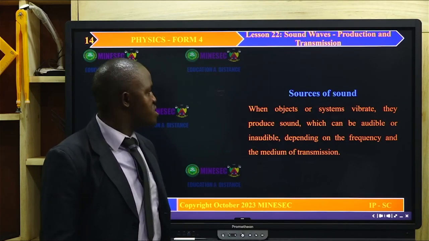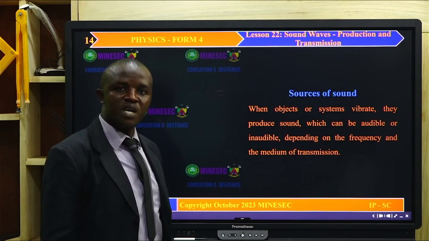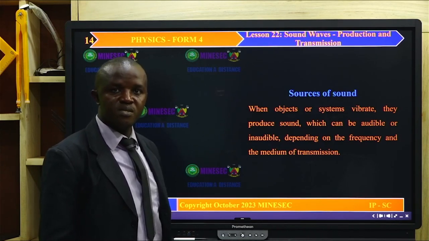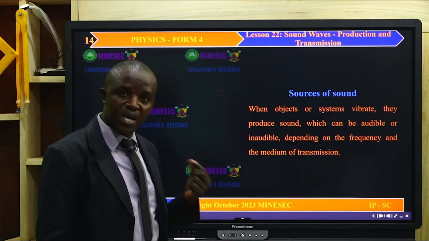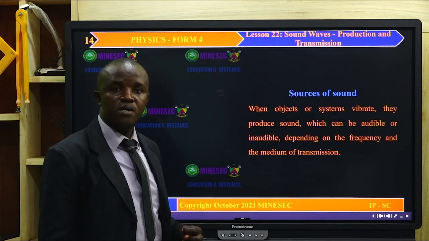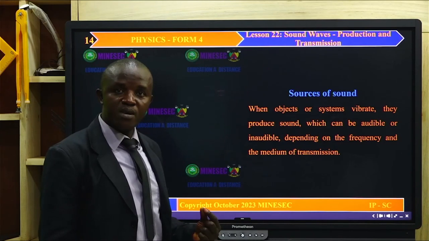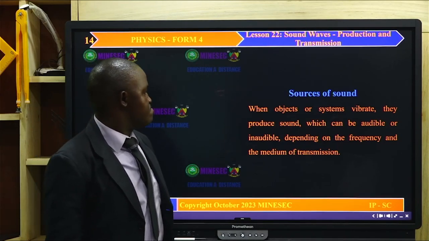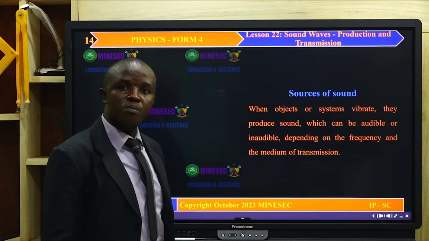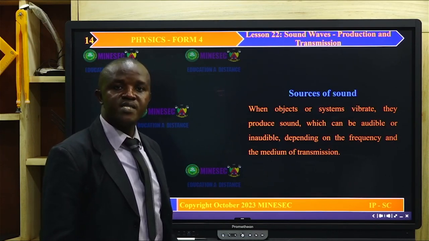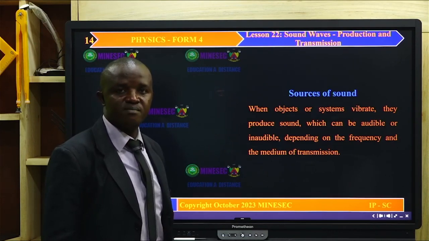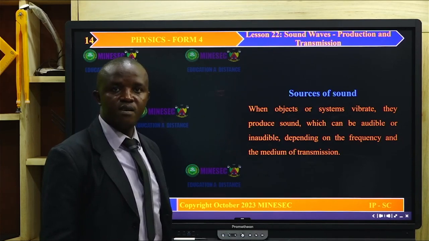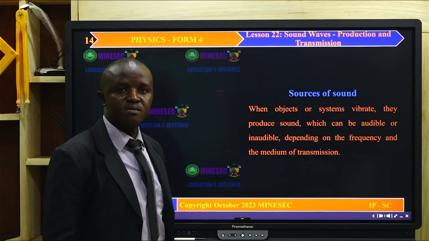When objects or systems vibrate, the sound can be audible or inaudible, which means that you may or may not be able to hear it with your ears, depending on the frequency, and also the medium in which the sound has to be transmitted. Those are key factors that come into play.